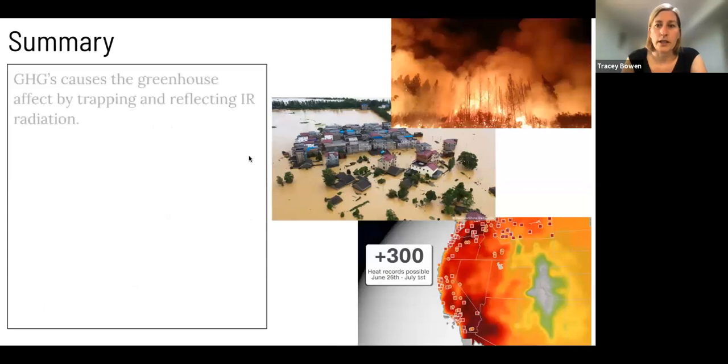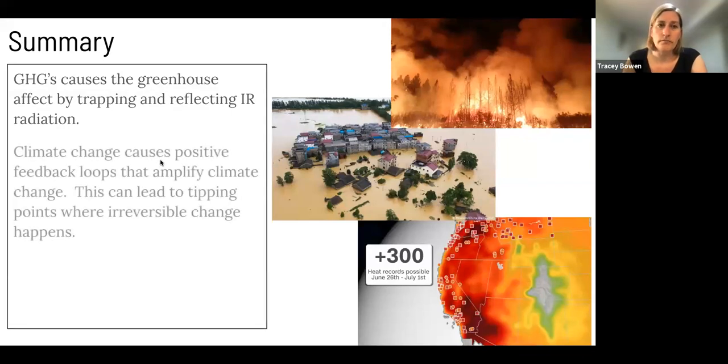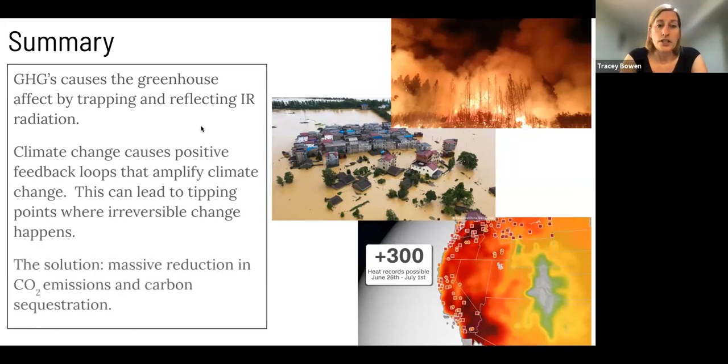All right, so to summarize, as you can see from the pictures, it's looking a little grim. Greenhouse gases cause the greenhouse effect by trapping and reflecting infrared radiation. Climate change causes positive feedback loops that amplify climate change. This can lead to tipping points where irreversible change is happening. And the solution: massive reduction in carbon dioxide emissions and carbon sequestration.